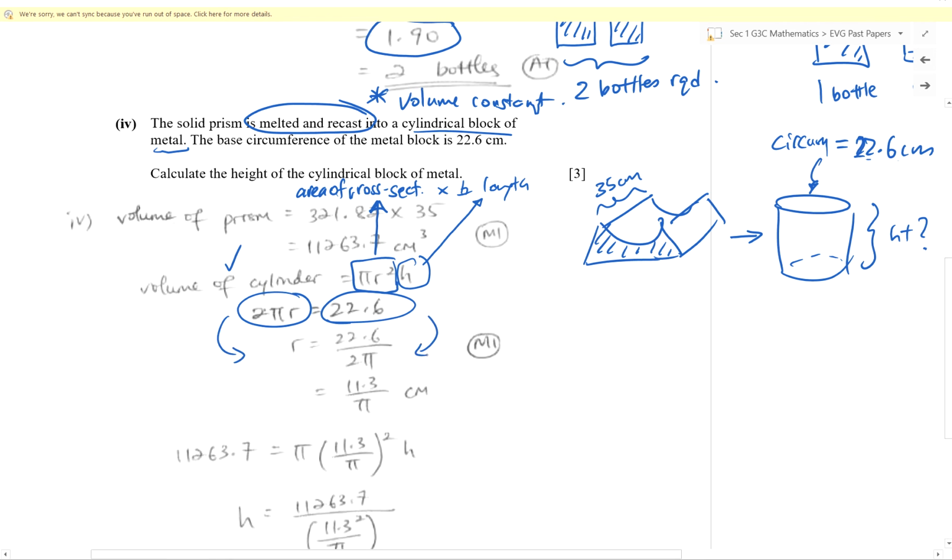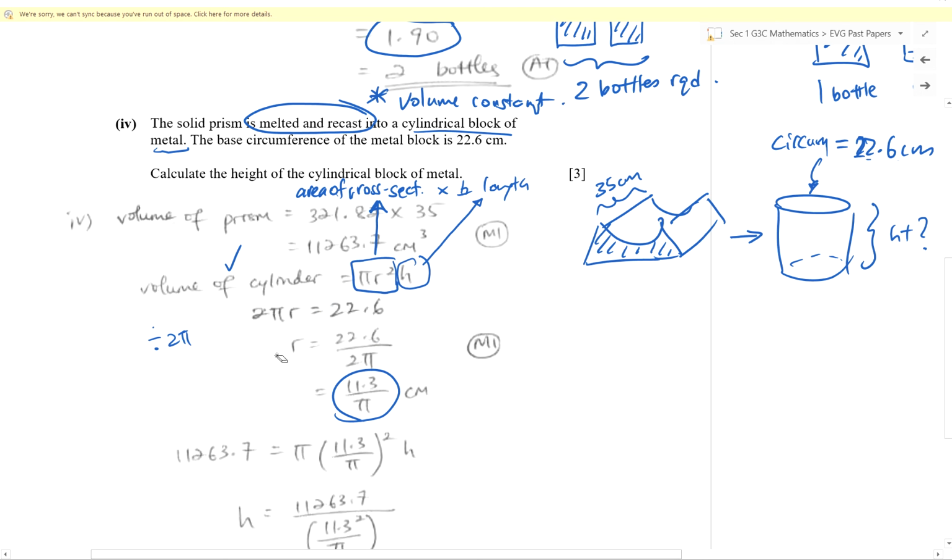Divide by 2 pi on both sides, because we don't want the 2 pi, we only want r. So that results in 11.3 over pi. Now we have an expression for r already.